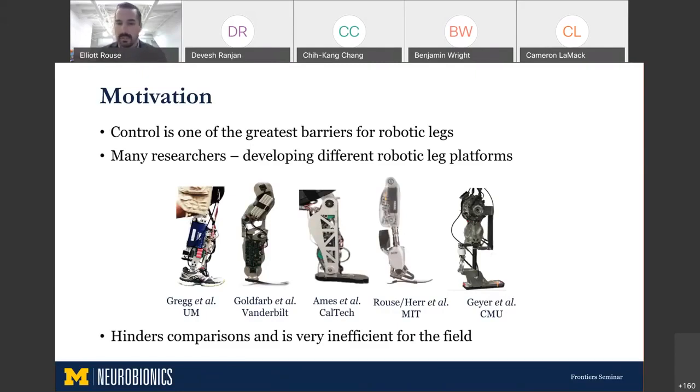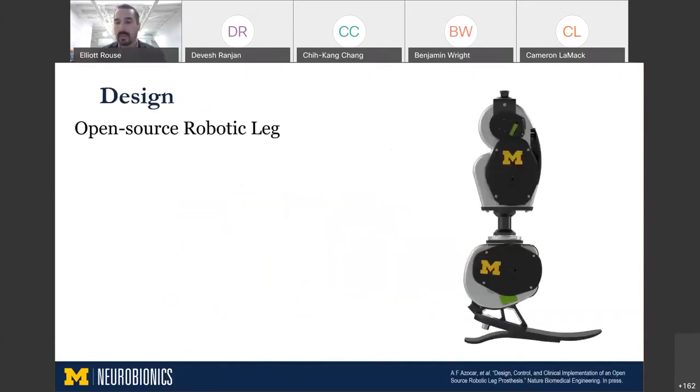And it also hinders comparisons. So it makes it difficult when people publish results to separate the impact of the hardware versus the impact of the control strategy. So our goal here was to develop an open source platform to kind of unite this field on a common hardware system on which to test their control strategies. This is our open source leg.